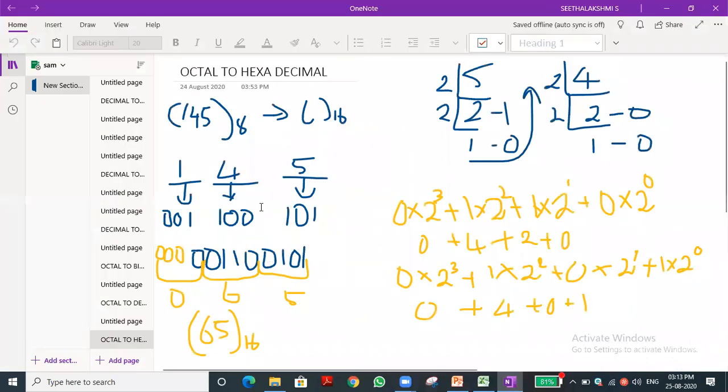Okay, this is what we have seen yesterday. Let me do one more example with an integer number, and then afterwards we will do the fraction. Or else shall we directly go to the fraction number for octal to hexadecimal? What's your choice? Directly go to the fraction number, sir. Yeah, fine. Okay.